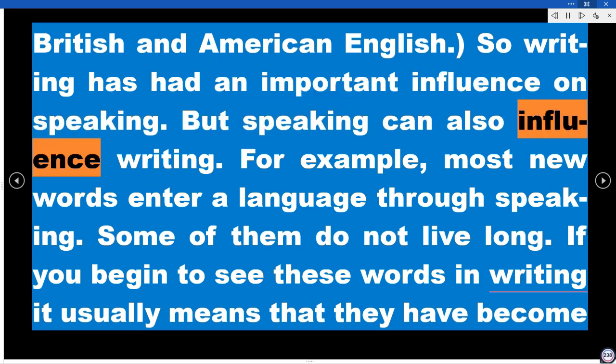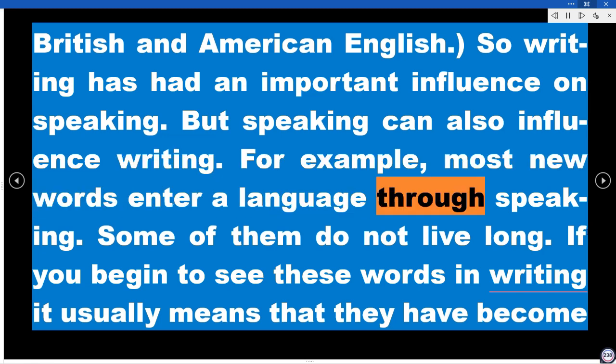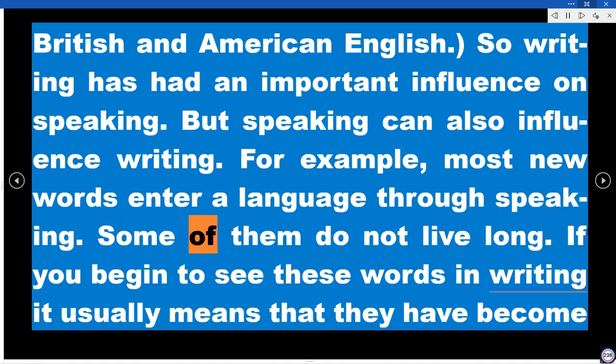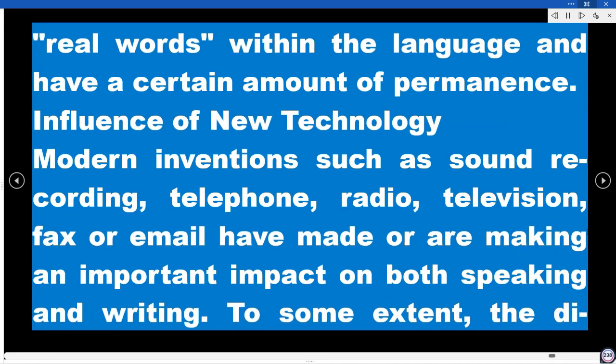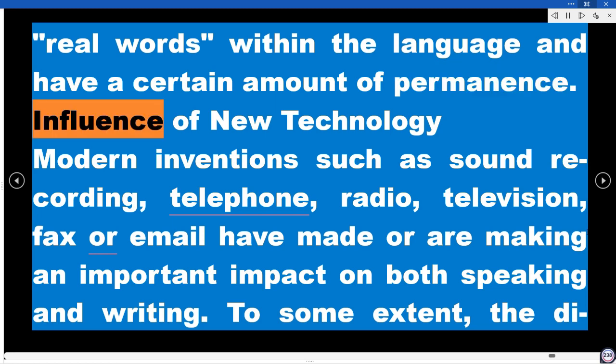But speaking can also influence writing. For example, most new words enter a language through speaking. Some of them do not live long. If you begin to see these words in writing, it usually means that they have become real words within the language and have a certain amount of permanence.